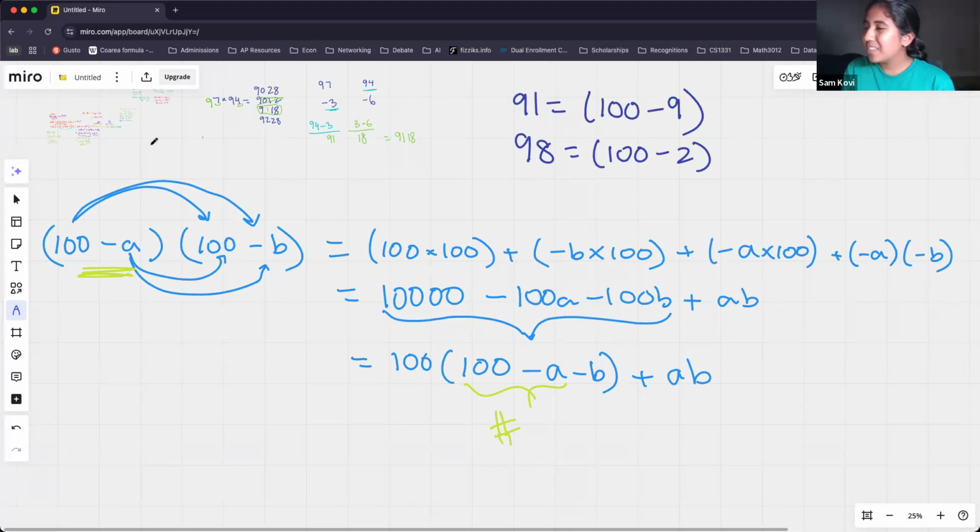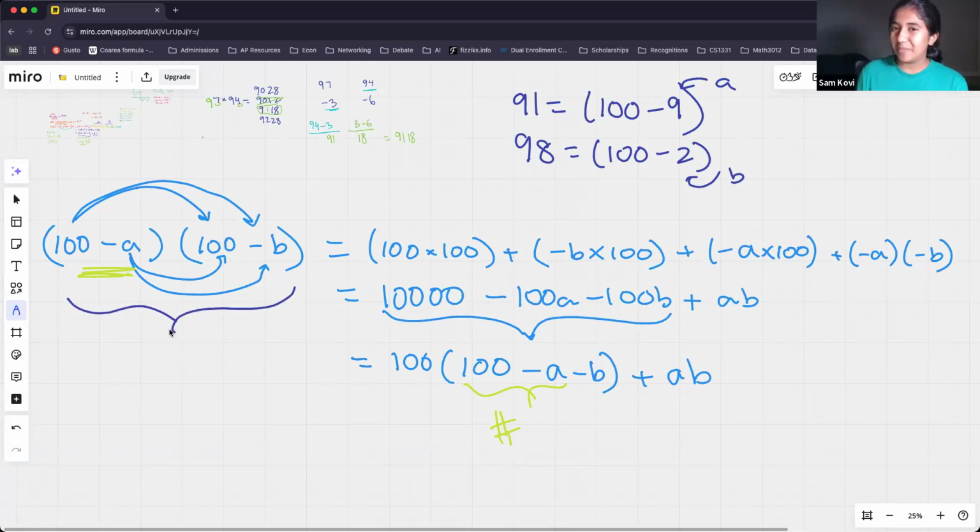So in this case, let's let this equal A and this equal B. So what I'm doing is 100 minus 9 times 100 minus 2, where A is 9 and B is 2. So take a look at this form once again. Do you guys see the parallels to that? Do you see how they're similar?